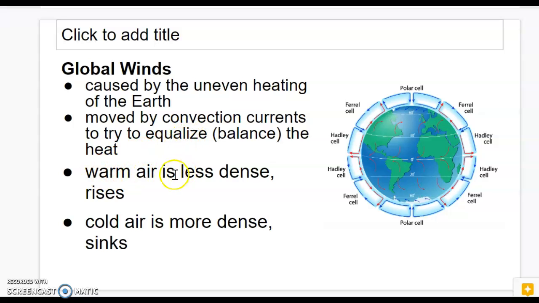So warm air rises, cold air sinks. This is the stuff that you need to know. I want you to have this in your notes. Okay?